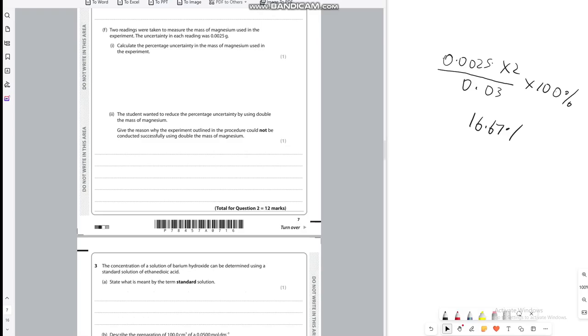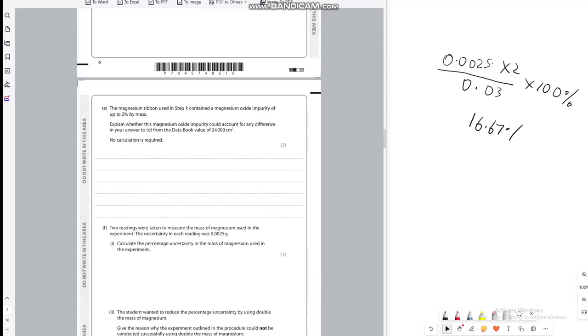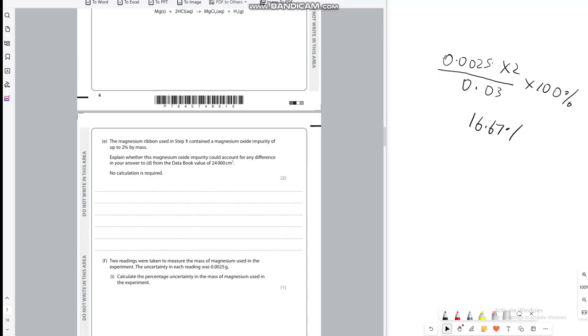The student wanted to reduce the percentage uncertainty by using double the mass of magnesium. Give the reason why the experiment outlined in the procedure could not be conducted successfully using double the mass of magnesium. As we remember, the volume collected of hydrogen was 35.55 centimeter cube, isn't it?